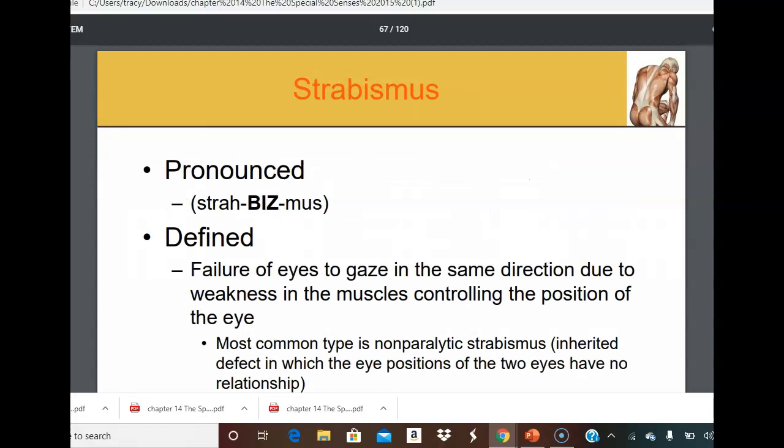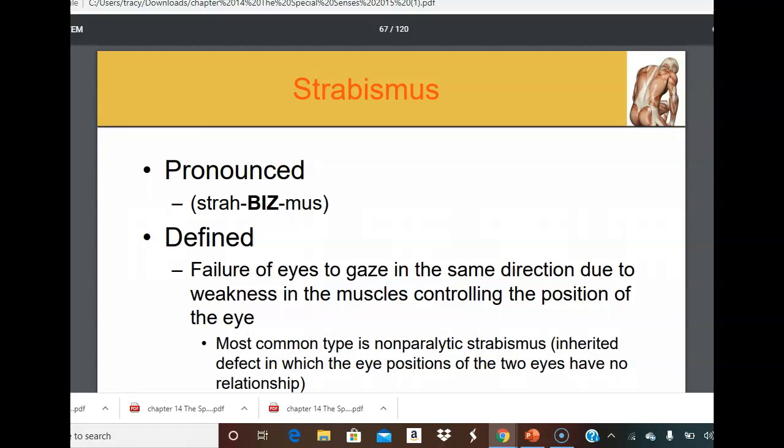Okay, strabismus. Strabismus is basically like a lazy eye kind of a situation where the gaze of one eye is not in the same direction as the gaze of the other eye. And so you actually have a weakness in the muscles that hold the eyeball. Those are called extraocular muscles. And so we have extraocular muscles all around both eyes.